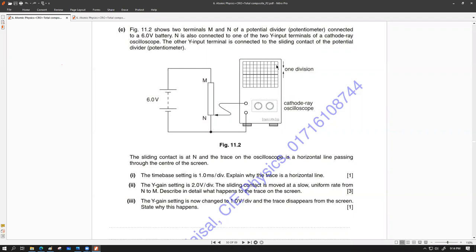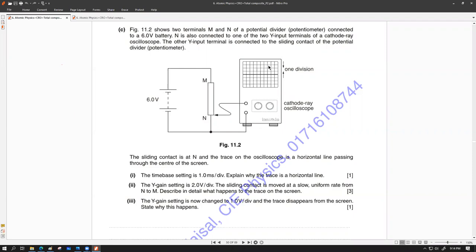Either you can write this, or to be honest, you can also draw a line over here and say that it becomes stationary at the level drawn in the figure. That also works. If wording it gives you trouble, you can do that. Although the question doesn't ask you to draw, you can draw over here and refer to that.